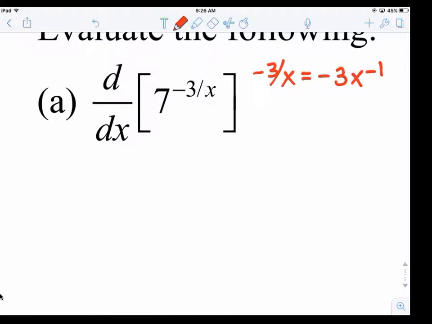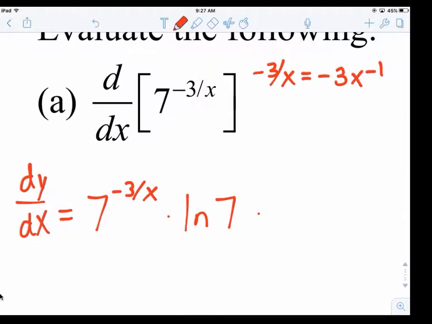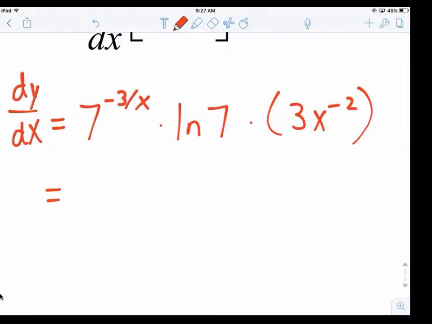Okay, so when I find its derivative, the 7 to the negative 3 over x part, that derivative would be 7 to the negative 3 over x times the ln of the base. Now you have to find the derivative of the exponent. So what would that be? 3x to the negative 2. Okay. And then you just have to simplify from there.